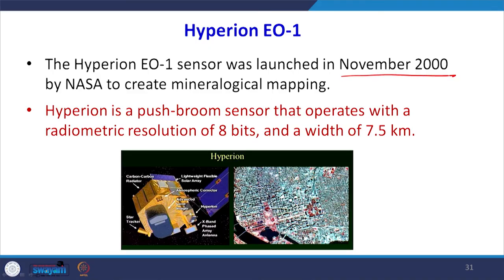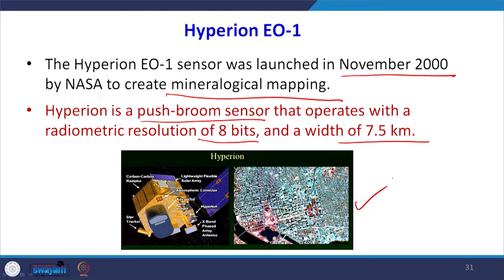Hyperion Earth Observing-1 is the hyperspectral sensor which was launched in the year 2000 by NASA, and the main idea was to create mineralogical mapping. So far there were sensors used for other resource mapping, but as far as geology and mineralogy are concerned, this was the specific sensor used. It is based on push broom sensor technology. It provided 8-bit data with a width of 7.5 kilometers, so the area was 7.5 kilometers by 7.5 kilometers.